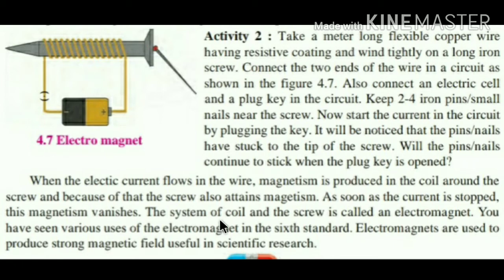The system of coil and screw is called an electromagnet. You have seen various uses of electromagnets in the 6th standard. Electromagnets are used to produce strong magnetic fields useful in scientific research. So by this activity we see the electromagnet.